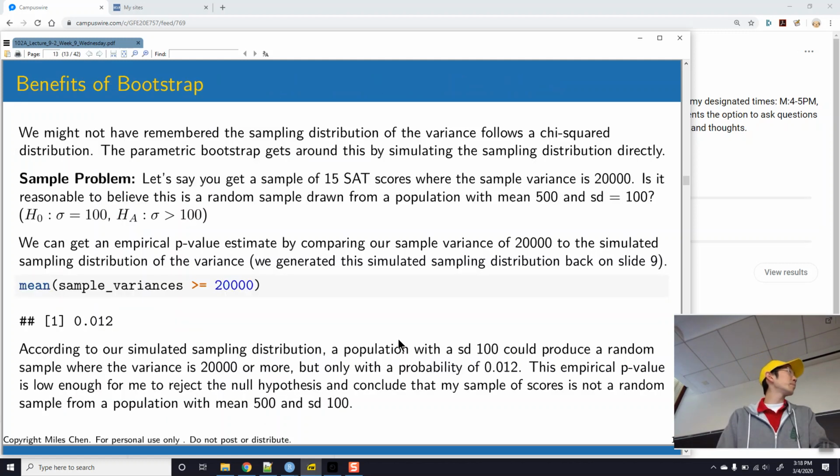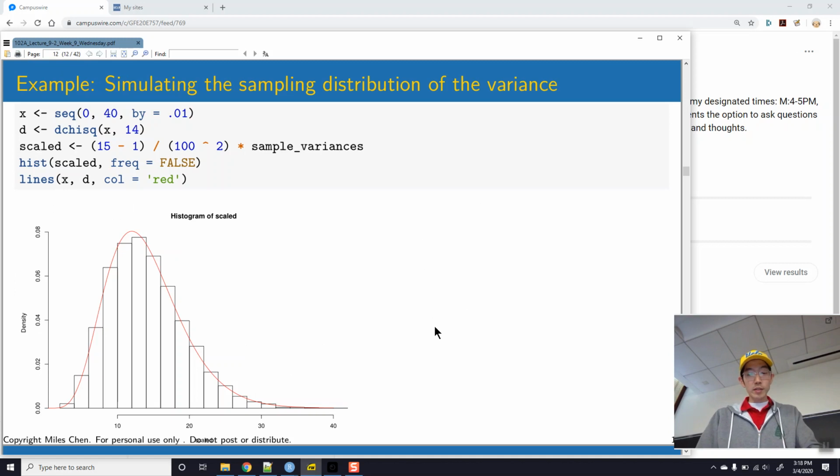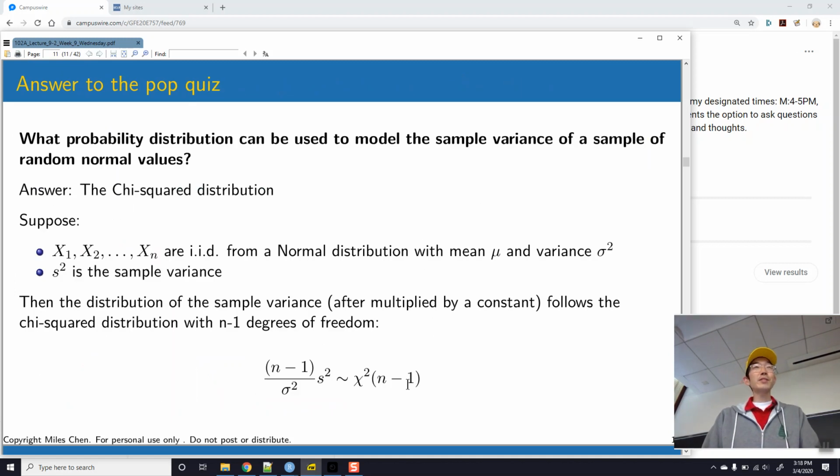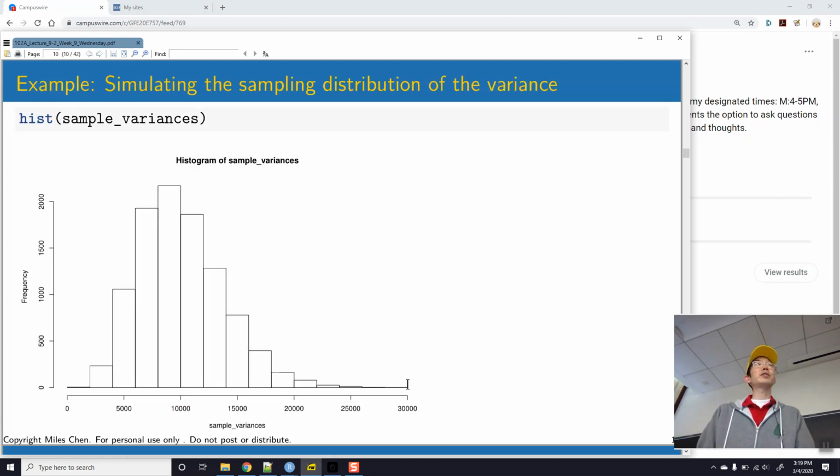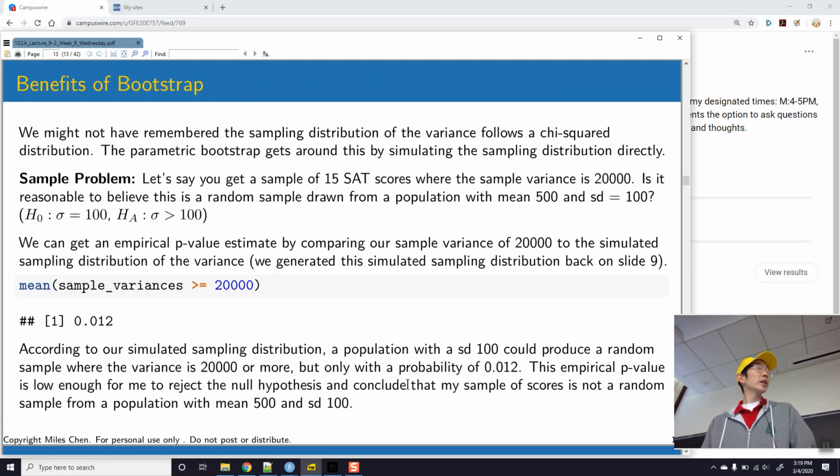But anyway, the point is that even if we couldn't remember this theoretic answer, we're able to generate the sampling distribution, okay? We're able to generate the sampling distribution. And because we have the sampling distribution, we can get p-values and stuff for different questions, right?